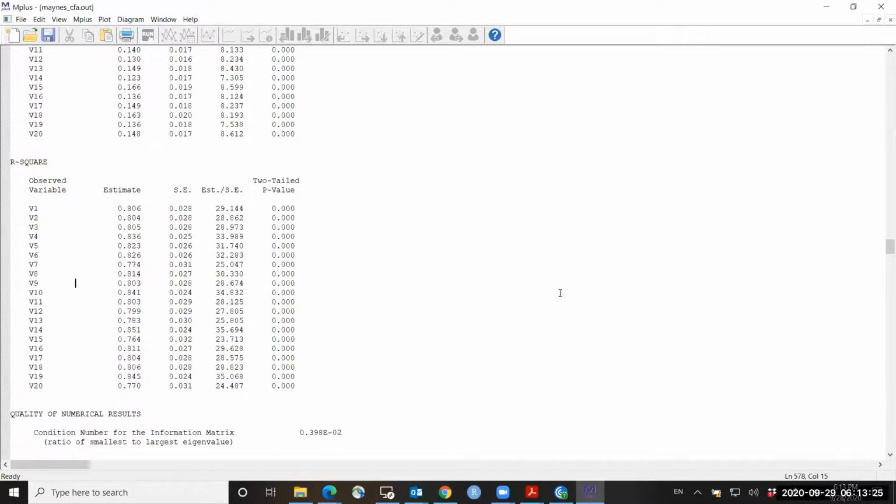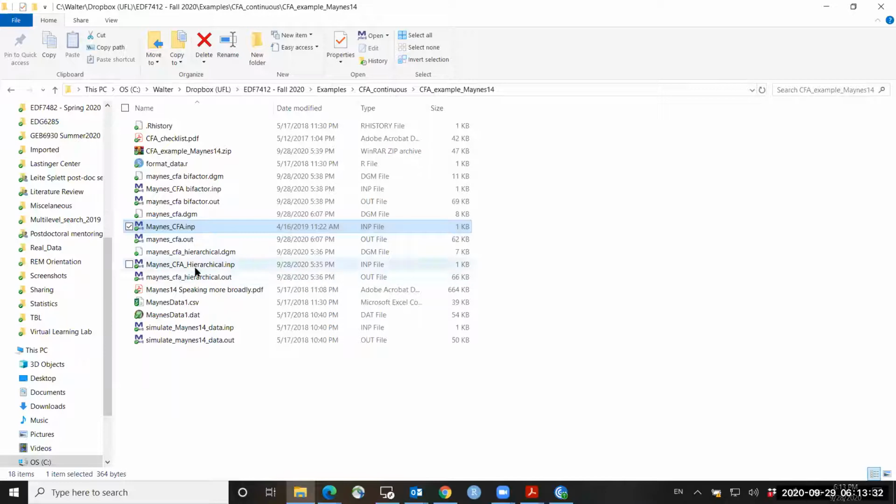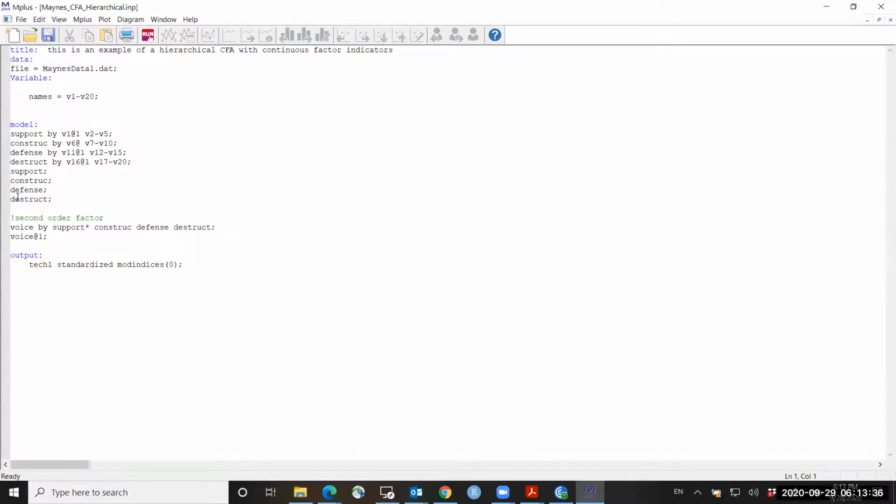Okay, so now I'm going to switch to a variation, which is the hierarchical model. So in the hierarchical model, I have the same model. I switched though how I scale the latent variable. Now I set the first factor loading to 1, and I freely estimated the factor variances.